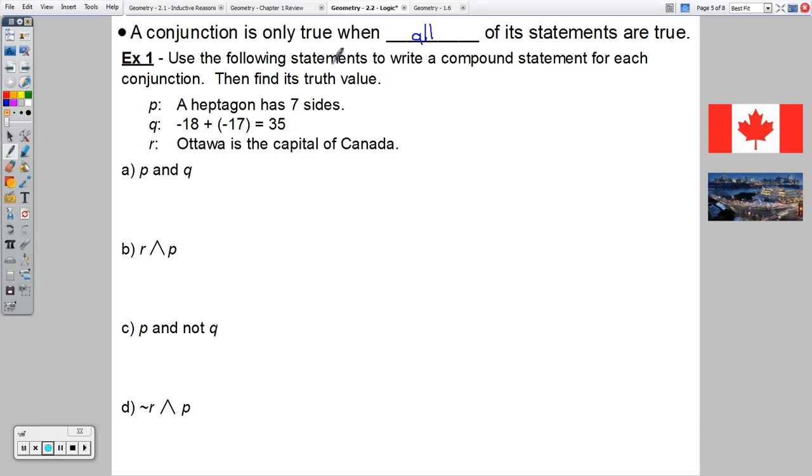Example 1, use the following statements to write a compound statement for each conjunction, then find its truth value. So statement P is this statement. A heptagon has 7 sides. Is that true or false?